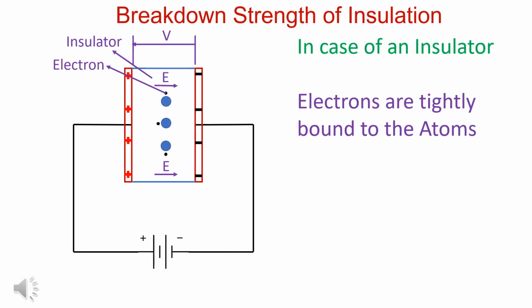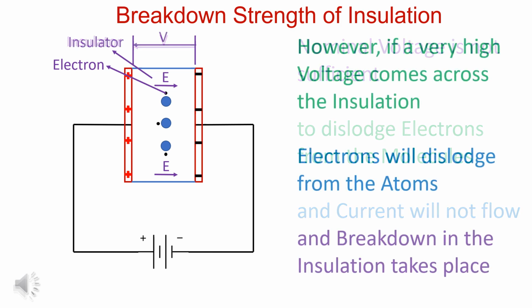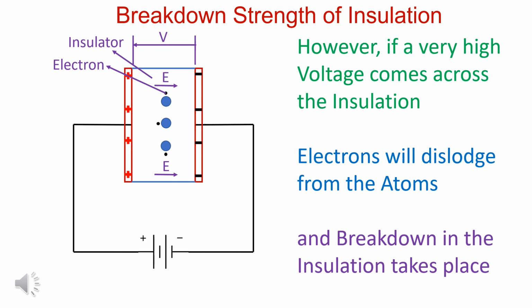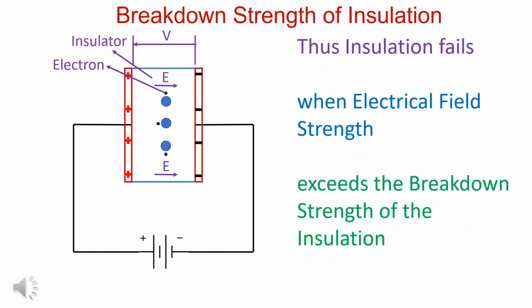Let us understand breakdown strength of the insulation. In case of insulators, electrons are tightly bound to the atoms. Electrons are not dislodged by a nominal voltage. However, if a large voltage comes across the insulation due to any reason whatsoever, electrons are dislodged and breakdown in the insulation takes place. When electric field strength exceeds the breakdown strength of the insulation, insulation fails.